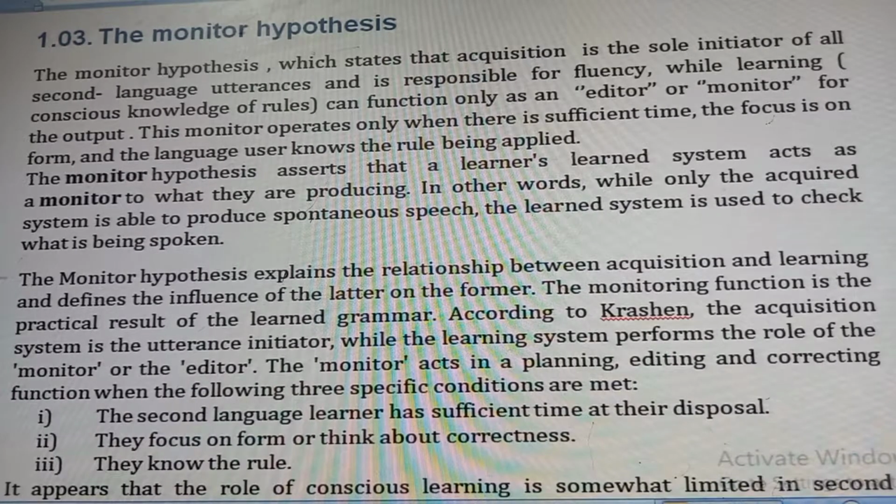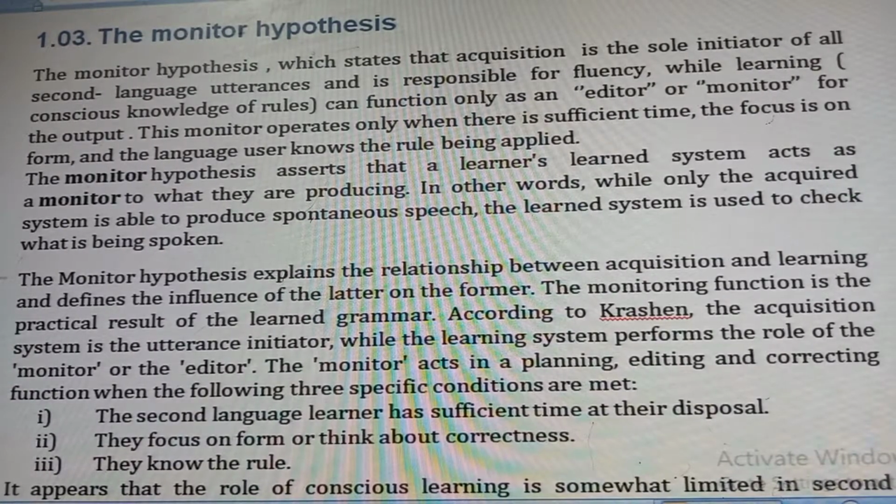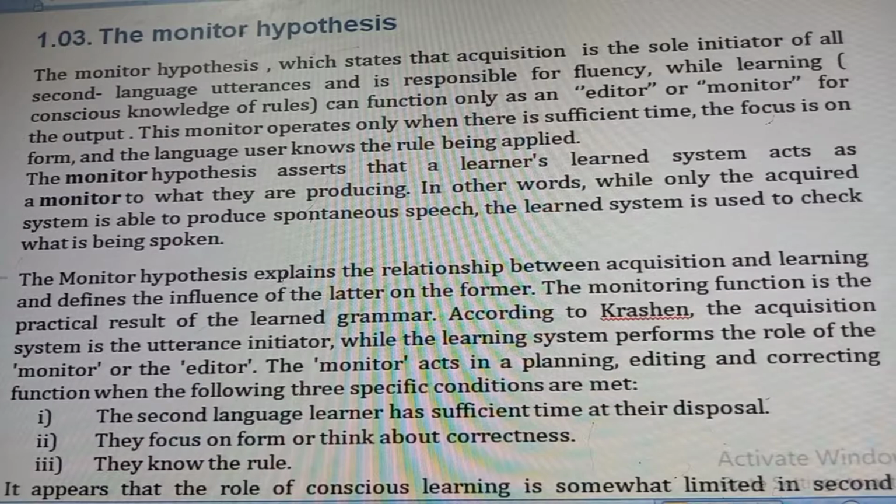According to Krashen, the acquisition system is the utterance initiator, while the learning system performs the role of the monitor or the editor. The monitor acts in a planning, editing, and correcting function when the following three specific conditions are met. Number 1. The second language learner has sufficient time at their disposal. Number 2. They focus on form or think about correctness. Number 3. They know the rule.